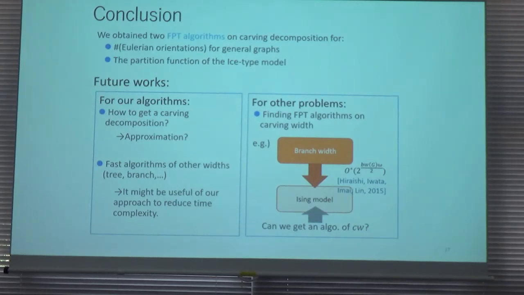to evaluate other parameter versions of this Eulerian orientation or ice type model problems. So we may use our framework for different parameters. And the other is for other problems, such as the Ising model. In Ising model problems, there exist branch-width algorithms. But there is a possibility of existing curving-width versions of algorithms, which may be used in this calculation. So our framework may work. And so thank you for listening.